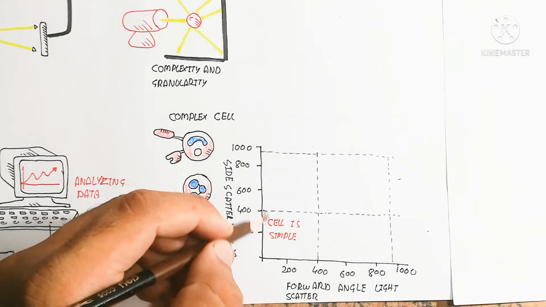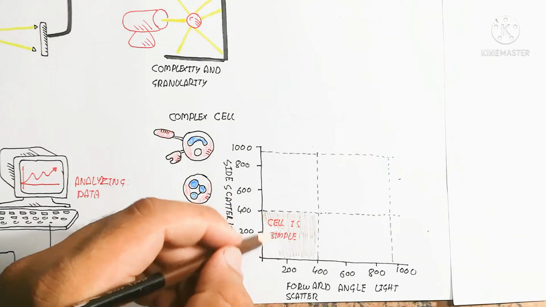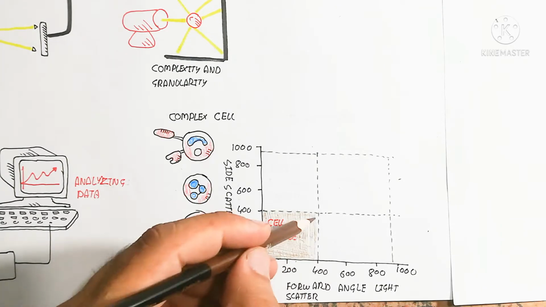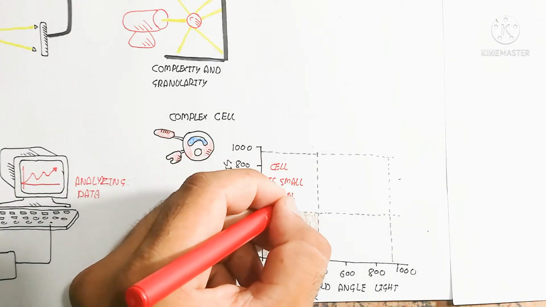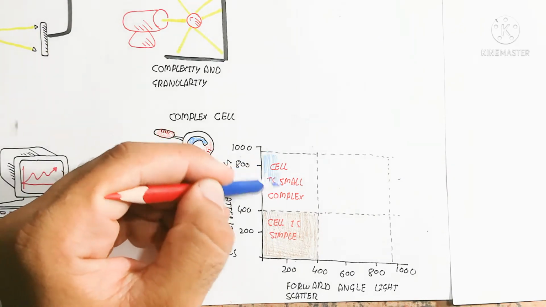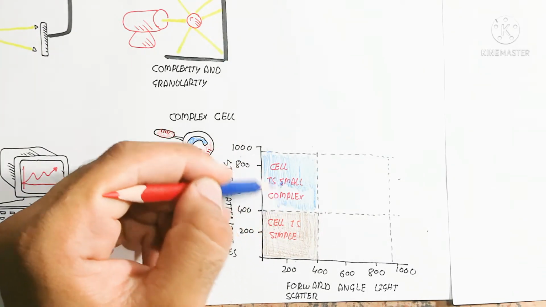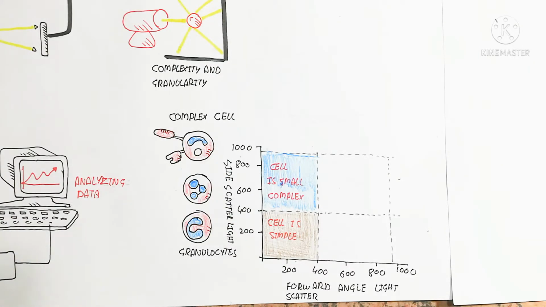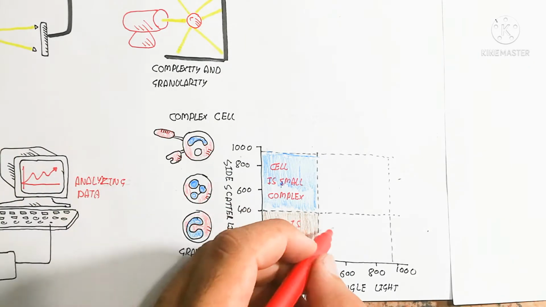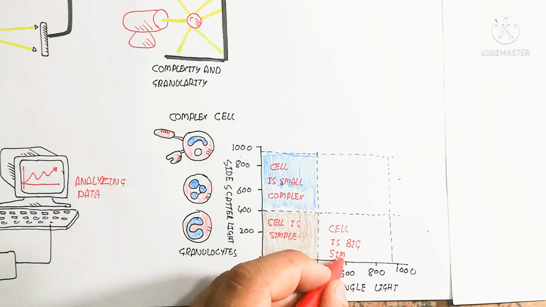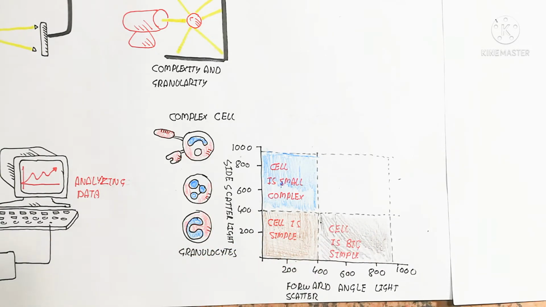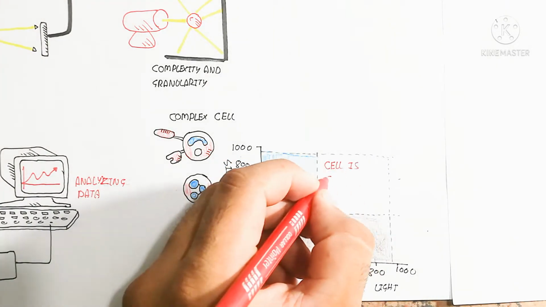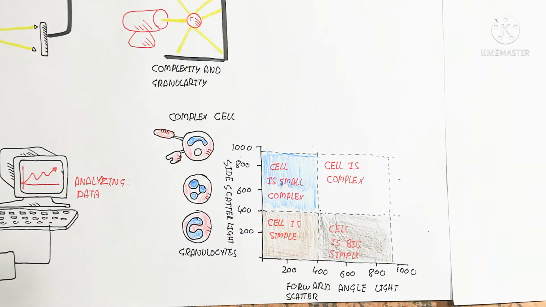So number one, this box shows that the cell is simple and small. Why? Because it scatters less light on the side scattering, and forward is also a smaller angle, and side scattering light is also smaller, so it means the cell is simple. On the other hand, the blue color shows that the cell is small and complex. Why? Because side scattering light is more, and forward angle light is less, so that means a higher number of protein molecules are present on the surface, so we can say that it is complex.